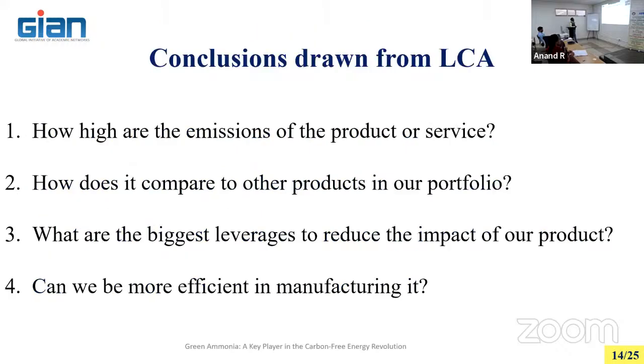The conclusion drawn from life cycle analysis is how high the emissions of the product or service are, how it compares to other products in our portfolio, what the biggest leverages are to reduce the impact of our product, and whether we can be more efficient in manufacturing. The ultimate aim is that you are going to provide the most efficient method of producing the product if you are able to do the life cycle analysis.